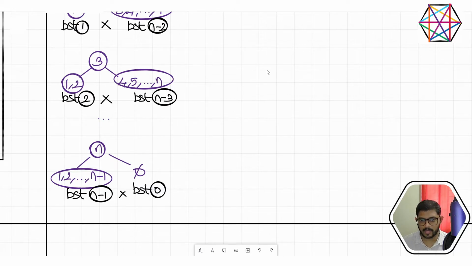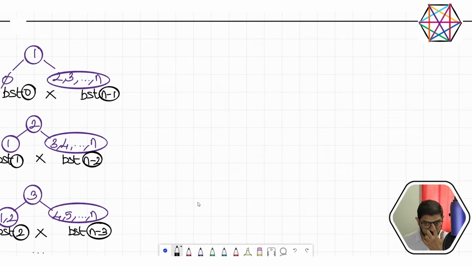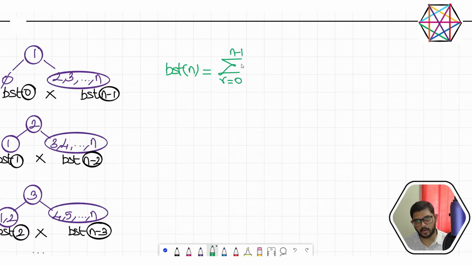So how do we write this? Mathematically, you can express it as follows, and then we'll convert that into an algorithm. So BST of n is, sigma, r ranging from 0 to n minus 1, of BST of r times BST of n minus 1 minus r. It will make sense, I'll explain.